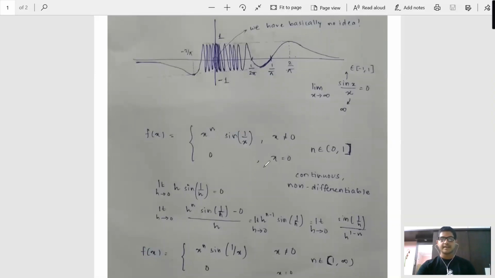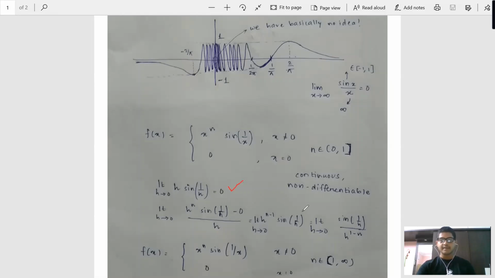First of all, let us check the continuity. So limit h tends to 0, h sin(1/h) is going to be 0. So it has LHL and RHL both equal to 0 and hence it is going to be equal to that. So LHL equal to RHL equal to value of the function at x equal to 0. So this is continuous. Fine.